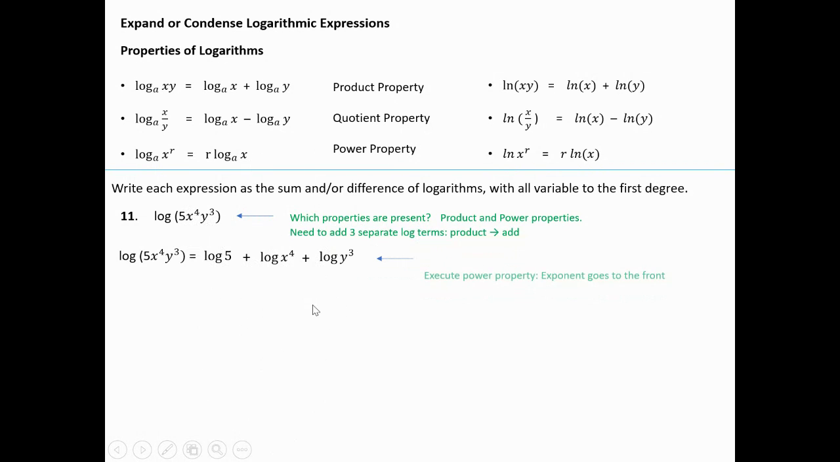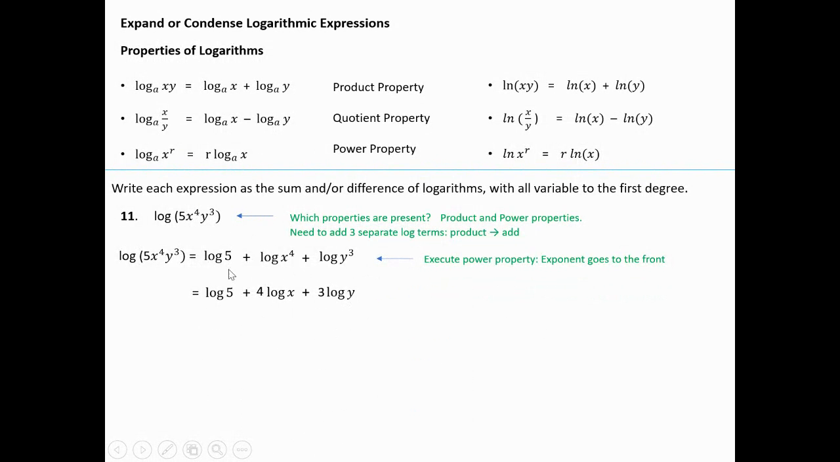Now we need to apply the exponent property, which is number 3 here, where the exponents all go to the front. And again, the 3 goes to the front. So this was my solution right there. Something's wrong with my mouse. Okay, so you see, this is my solution: log of parentheses 5 times x to the fourth power times y to the third power, close parentheses, is equal to the log of 5 plus 4 log of x plus 3 log of y.